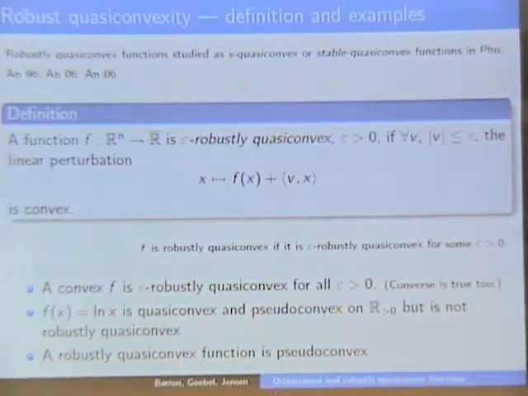A robustly quasi-convex function happens to be pseudo-convex, but again, the reverse doesn't work, and the reverse doesn't work not necessarily for global reasons. In other words, you don't need to look at natural log of x and look at behavior at infinity. You can actually construct examples where robust quasi-convexity fails locally at a minimum, but pseudo-convexity is perfect and stays in place.